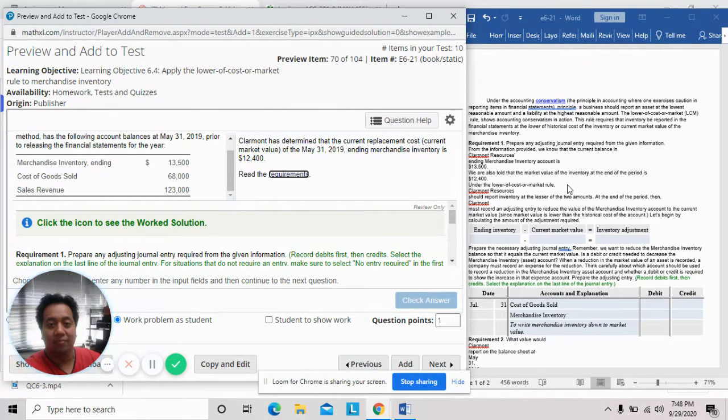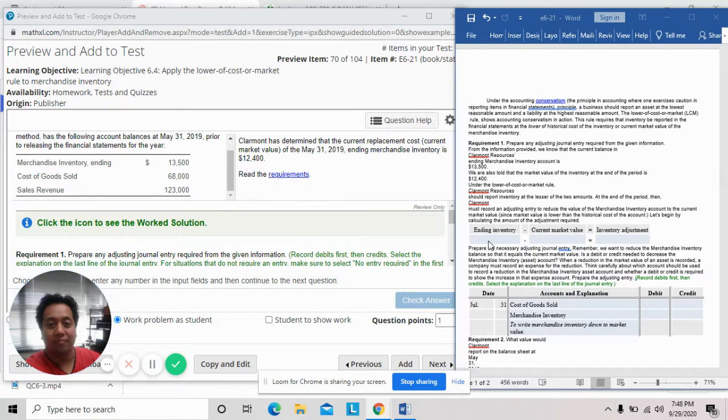So at the end of the period, when we record the adjusting entry to reduce the value to the current market value, we begin by calculating the amount of the adjustment required. We go from the value of 13,500 down to 12,400. To find the adjustment, I have to find the difference between the two. The ending inventory is 13,500, as I mentioned. The current market value is 12,400. The difference between these two numbers should be 1,100.